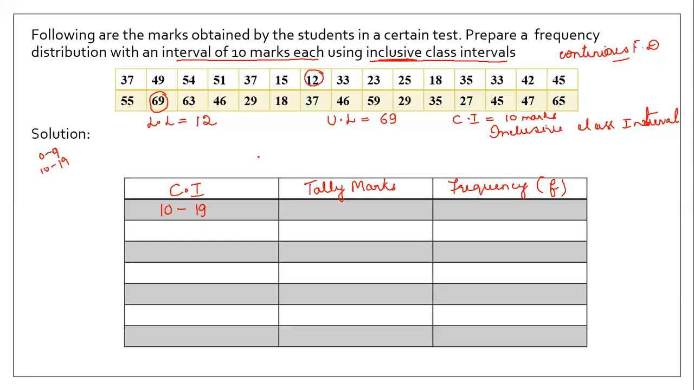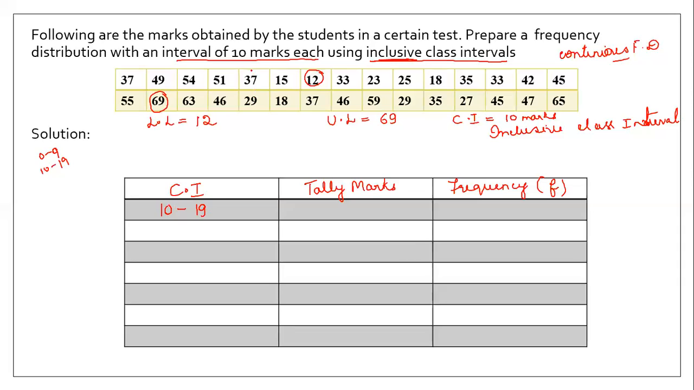So what is inclusive class? We include both the lower limit as well as the upper limit. So when you count, it should include the lower limit, that is from 10. You should count from 10, and it should include 19 as well. That means 10 numbers: 10, 11, 12, 13, 14, 15, 16, 17, 18, 19. That means we have the 10 numbers.